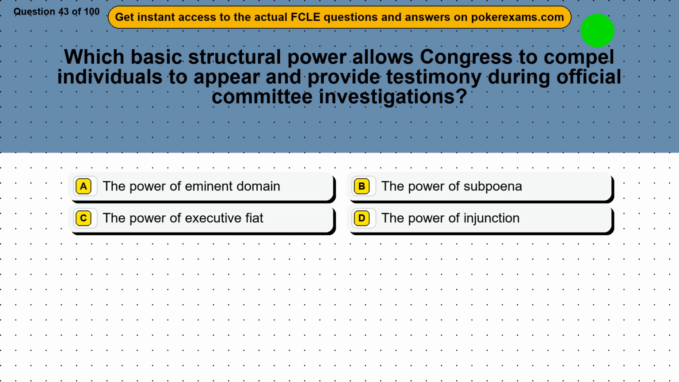Question 43. Which basic structural power allows Congress to compel individuals to appear and provide testimony during official committee investigations? Option A. The power of eminent domain. Option B. The power of subpoena. Option C. The power of executive fiat. Option D. The power of injunction. The correct answer is option B.